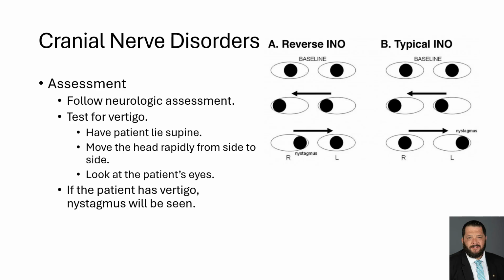A thorough neurologic assessment can help identify deficiencies in cranial nerves. One of the things you can do is ask about vertigo or test for vertigo. Have the patient lie supine and then move the head rapidly left to right. Then look at the patient's eyes to see if the eyes are following the motion or remaining in a position of stasis. If the patient has vertigo, nystagmus will be seen. So that's the delay or the tremors in the eye movement while you're moving the head left or right. Complications of vertigo can include things like nausea and vomiting and headaches.